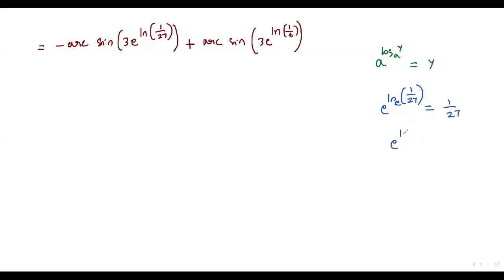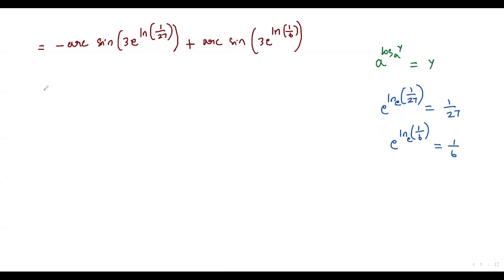We can do the same thing for this one, e to the power of ln of 1 over 6. This is also a natural logarithm, so the base is e. Here and here we have the same base, so the result is the argument of the logarithm, that is 1 over 6. Now let me continue over here.